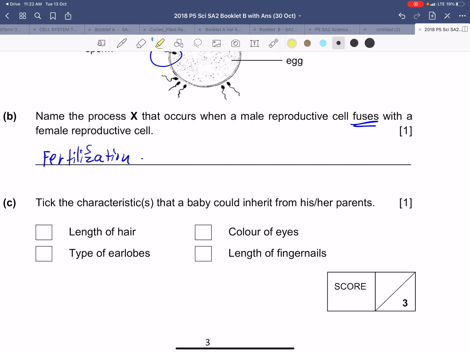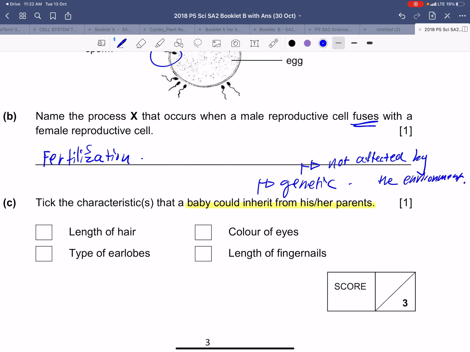Now, take the characteristics that a baby could inherit. Inherit, that means it comes from genetically. Now, how do you know that it's a genetic trait? A genetic trait is not affected by environment. What about environment? Write this down. So, for example, let's just say height. Now, height is not a good example. Let's just say eye color.